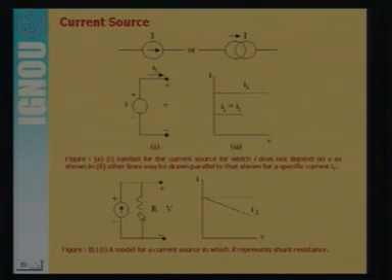It should be infinite. If this is infinite, that means no current will pass through this. Infinite resistance means open circuit, so no current will pass through this. Then the whole current will flow through the load terminals. No current will pass through this part. In the ideal case, this should be infinity.